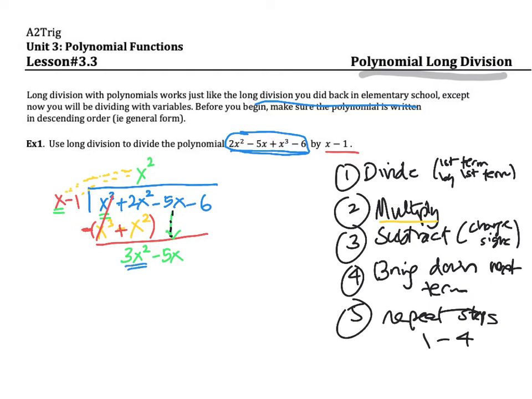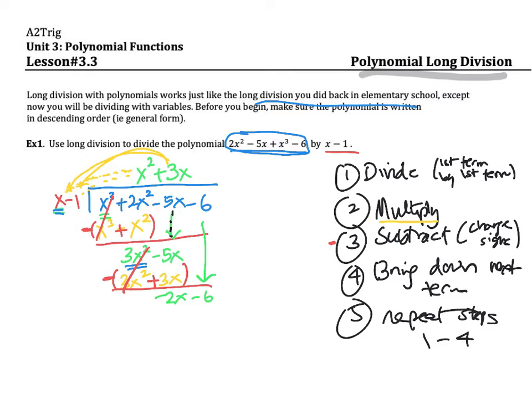First term, 3x squared, we divide that by x. 3x squared divided by x, hopefully you're saying, is a positive 3x. You need to put the plus sign there, so we get a positive 3x. Now I multiply. 3x times x is 3x squared. Positive 3x times negative 1 is negative 3x. Then I subtract. I'm on step 3, subtract. I like to just change the signs. So it's negative 3x squared, those cancel, positive 3x. Then I add those up. Negative 5x plus 3x is negative 2x, and then I bring down my last term, which is minus 6.